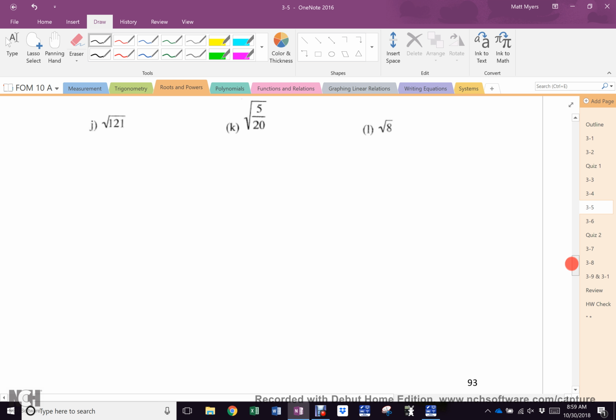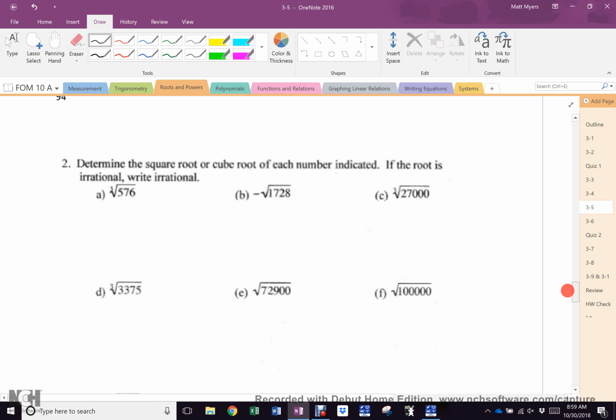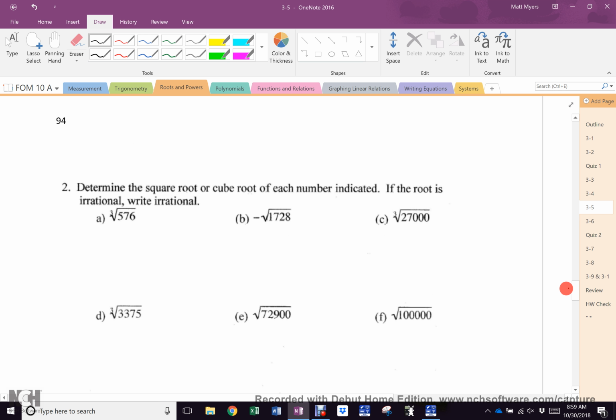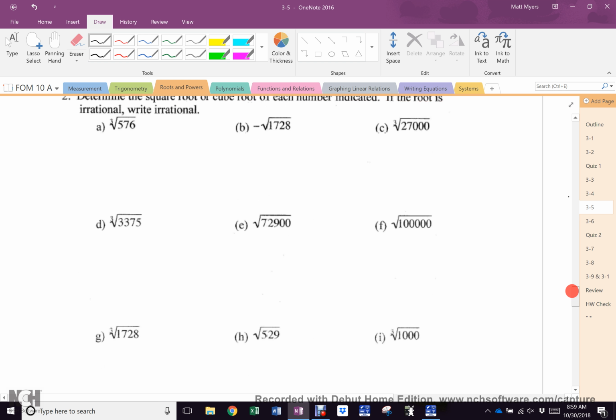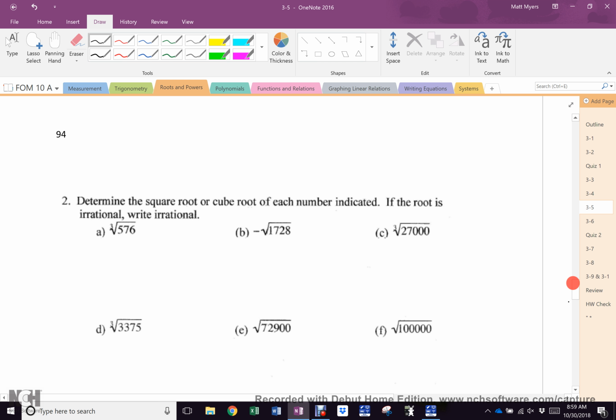Everybody good? On page 94, you can go ahead and use your calculator because there's some patterns I want you to see on that page. All right? So on 94, here's what I want. You can use your calculator. Okay? How do you know if something's irrational when you're using your calculator?